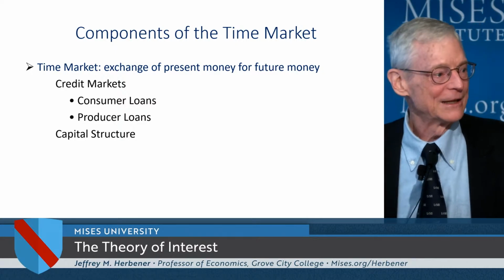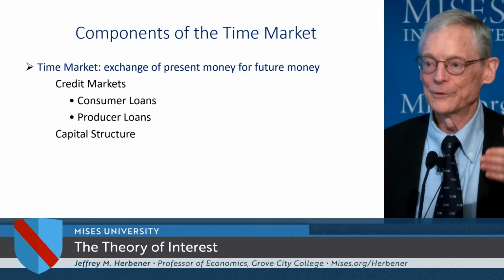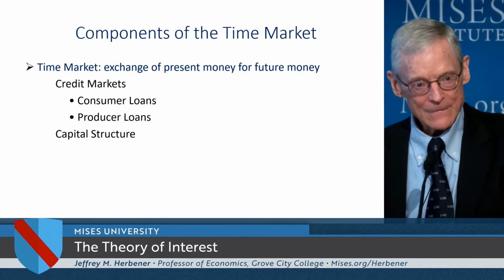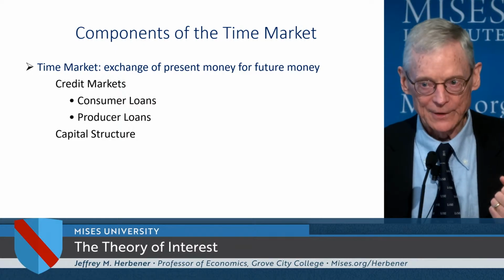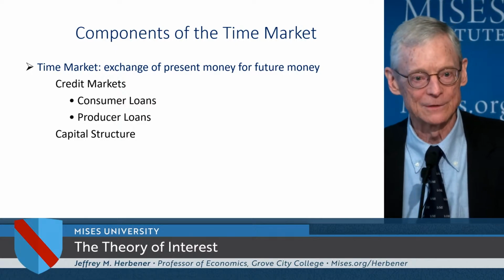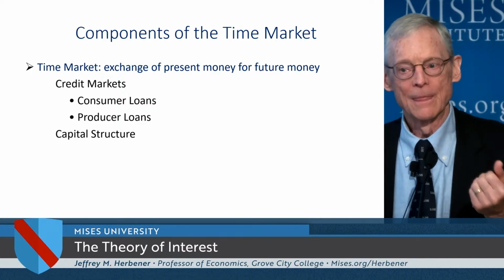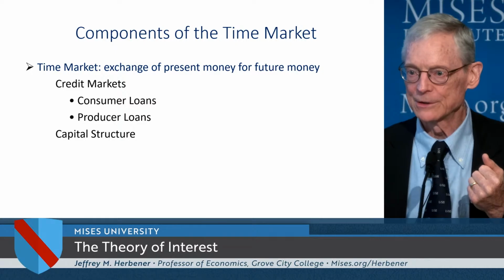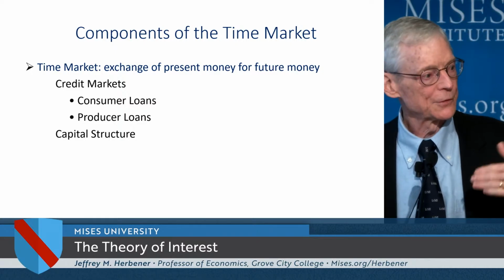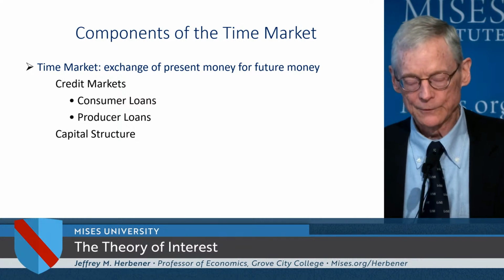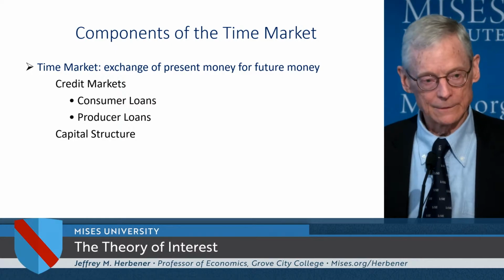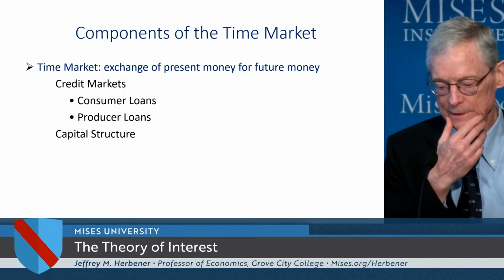So, and then we could have producer loans, right? We could have entrepreneurs that go into the credit markets and borrow, and we can have capitalists then, as we'd use that term. Perhaps, again, Dr. Peter Klein was using that term in talking about entrepreneurship. We have capitalists who would come into partnership with the entrepreneurs and lend them funds. And then those producer loans are used by the entrepreneurs to invest in the capital structure. And so that's the second subcomponent of the time market.